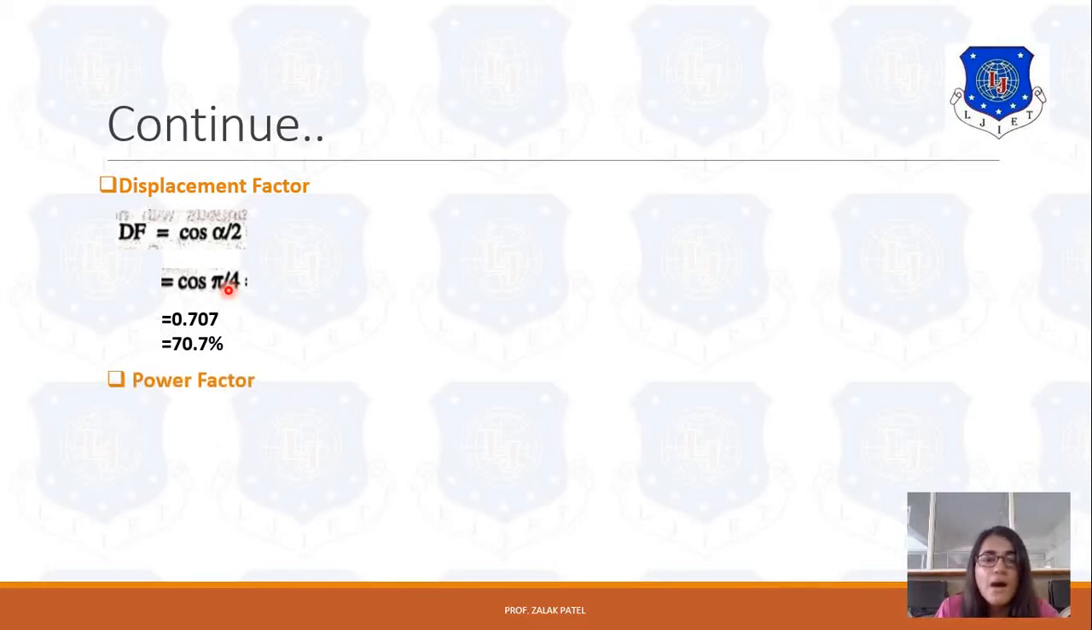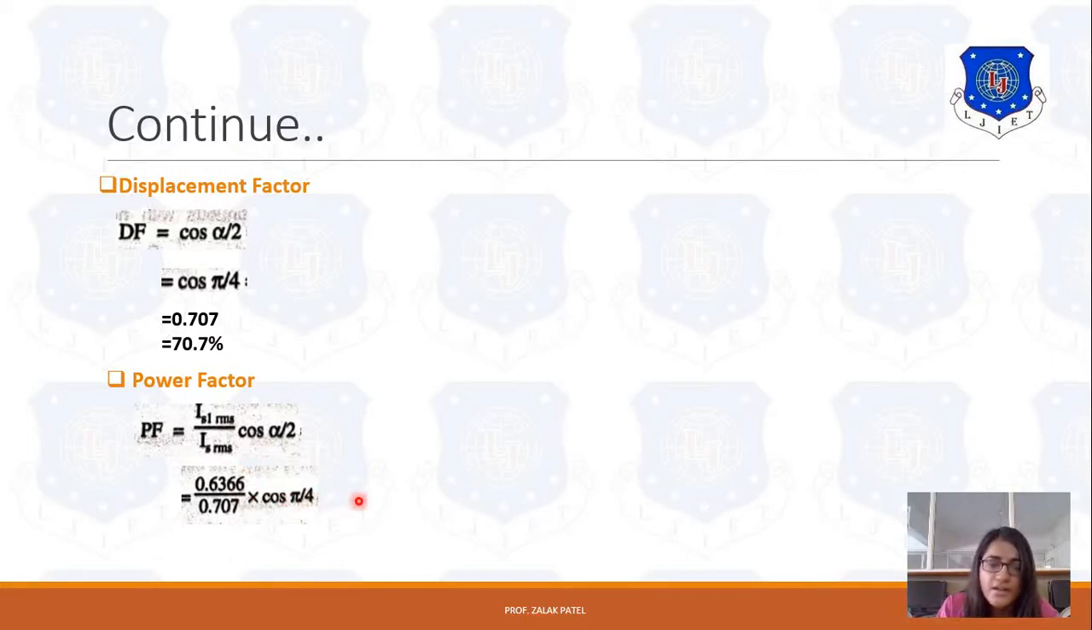Next is about the power factor. It is given by fundamental current upon supply current into cos alpha by 2. We already have both the values in the previous slides. Both are in multiples of I0, so I0 and I0 will cancel out, and it becomes like this. So the final answer will be 0.6366. So this is the example of the semi-converter with different parameters.